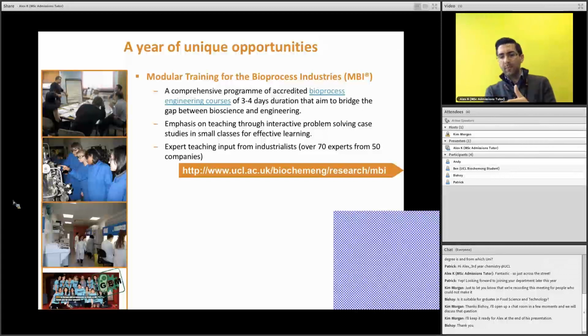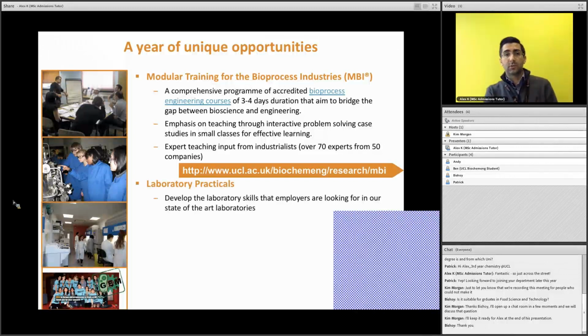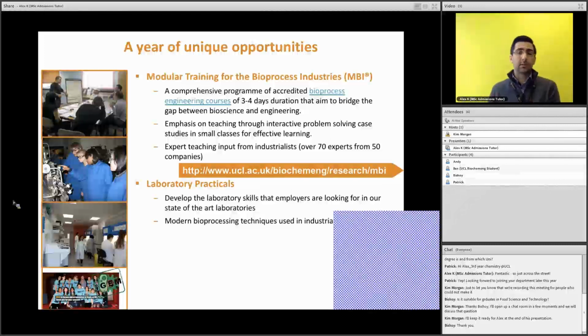Now, as I said, these modules have been designed, but are also delivered in collaboration with industry. So during an MBI module, you can be in a classroom and the person next to you might be a person from industry. You'll get several opportunities during the lunch breaks and the coffee breaks to interact on an informal level, find out more about their daily jobs, and how to better tailor your application potentially for that particular company.